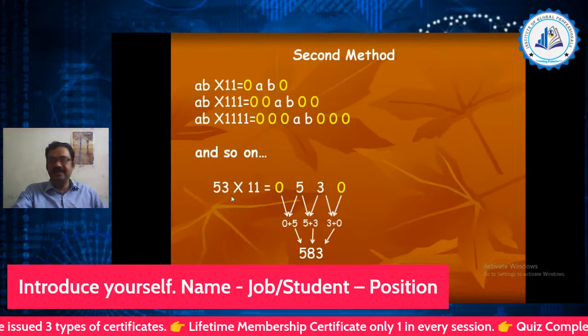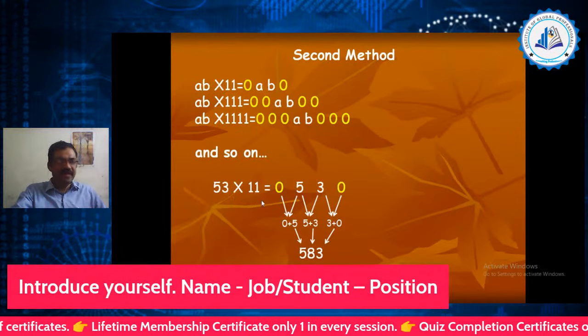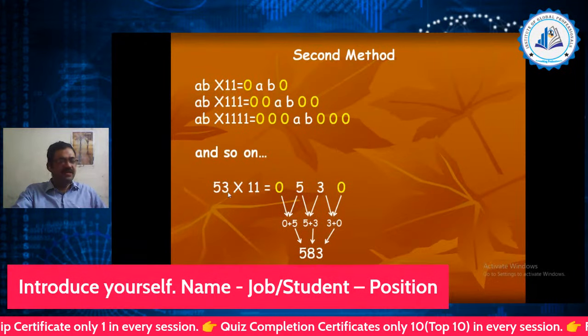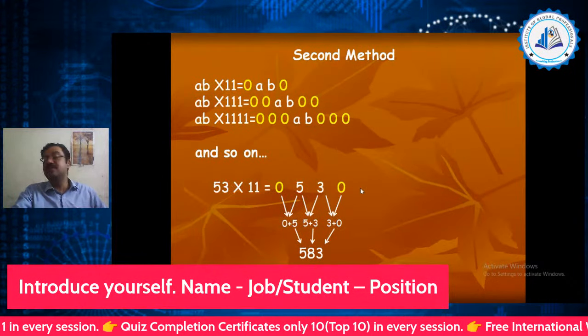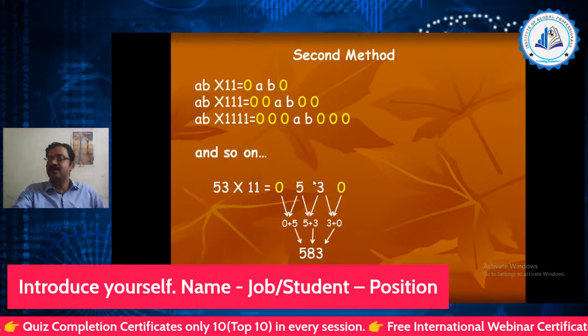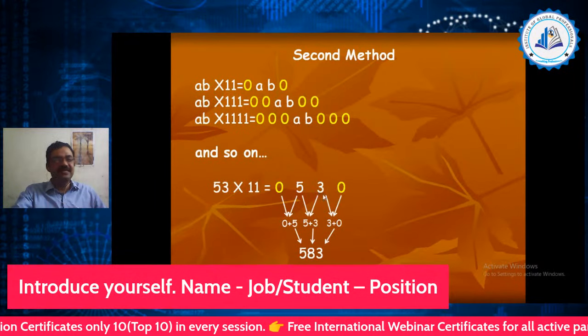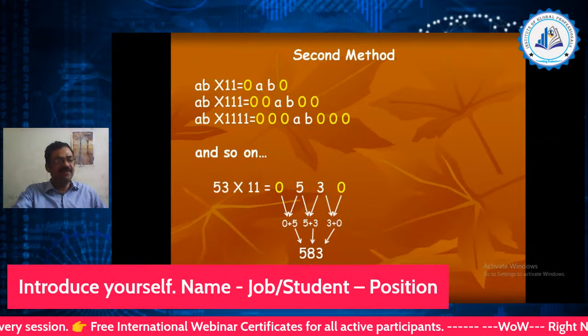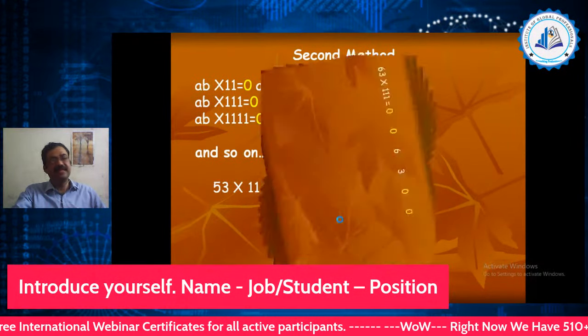Now let us take an example, 53 multiplied by 11. Here there are 2 digits of 1, so 53 is sandwiched with 0. And here 2 digits, so we add two digits at a time. 3 plus 0, 5 plus 3, and 0 plus 5. We get 583.